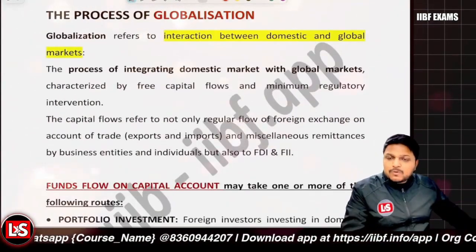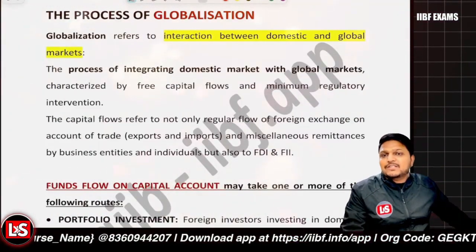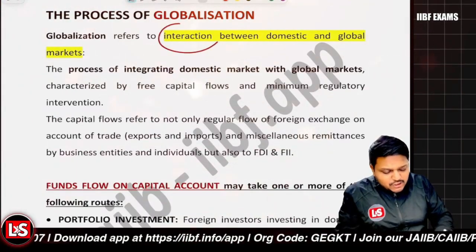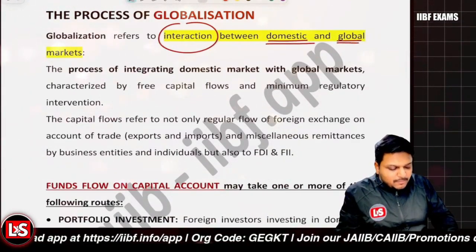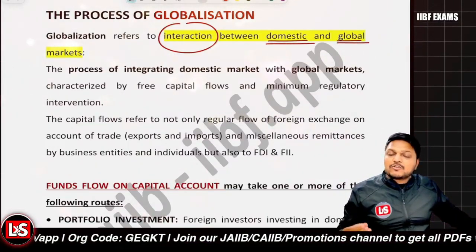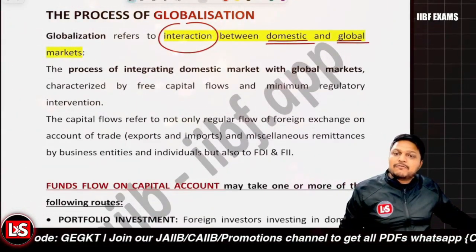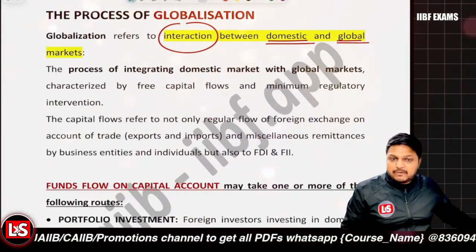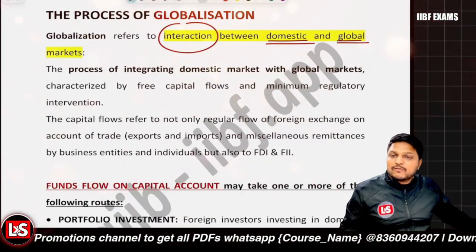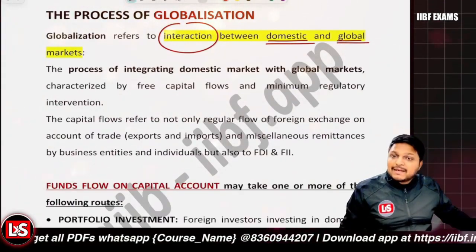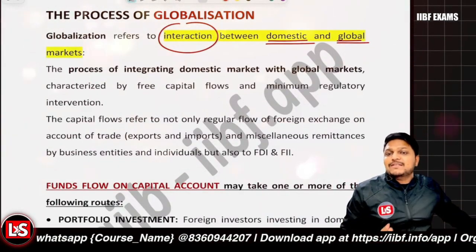Okay. Further, it's about the process of globalization. Now, what is globalization? Globalization means interaction or integration between the domestic market and the global market. That is said to be globalization. And when we are talking about the market, we are talking about the financial markets, right? So it's basically increased interaction between the countries, because the free movement of goods is there, service is there, capital is there, financial investment is there. That is the main fundamental of globalization.